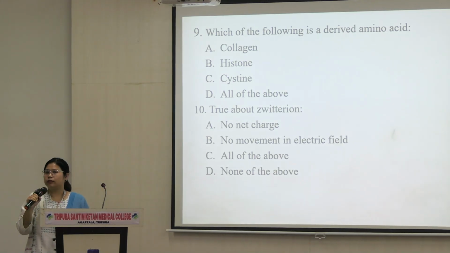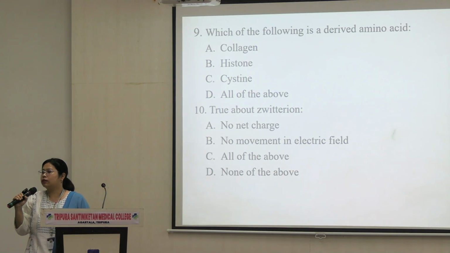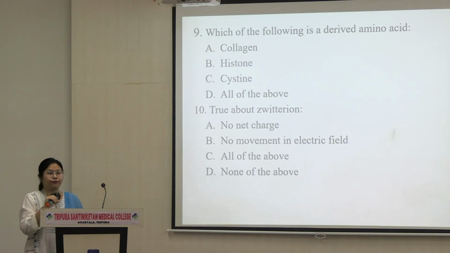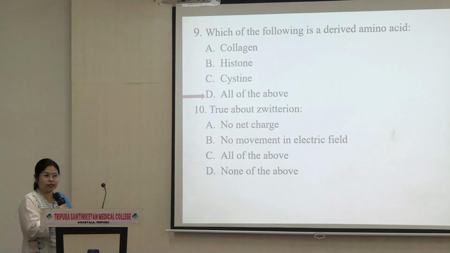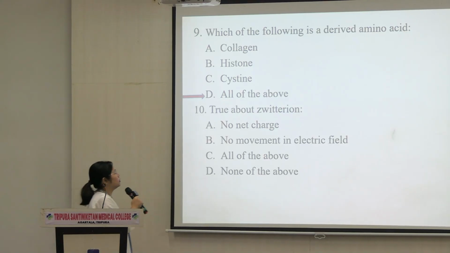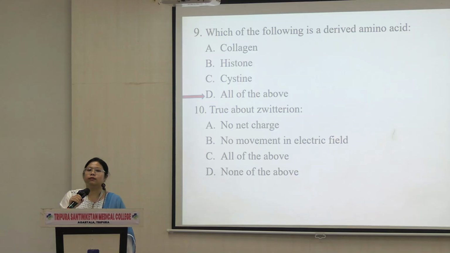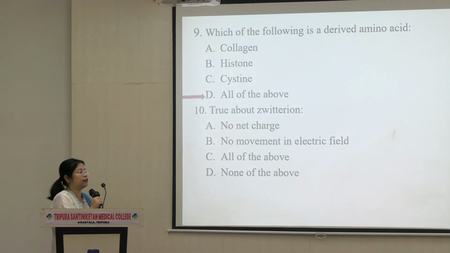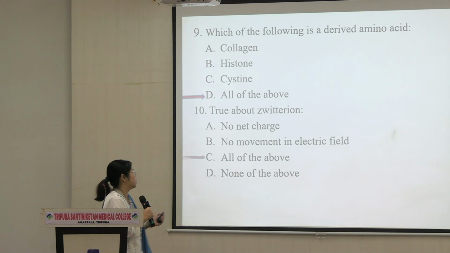Next. D. All of the above? This side? Do you agree? All of them are derived amino acids. Okay, last question. Zwitterion. All of the above. No net charge, no movement in electric field. All of the above. Okay.